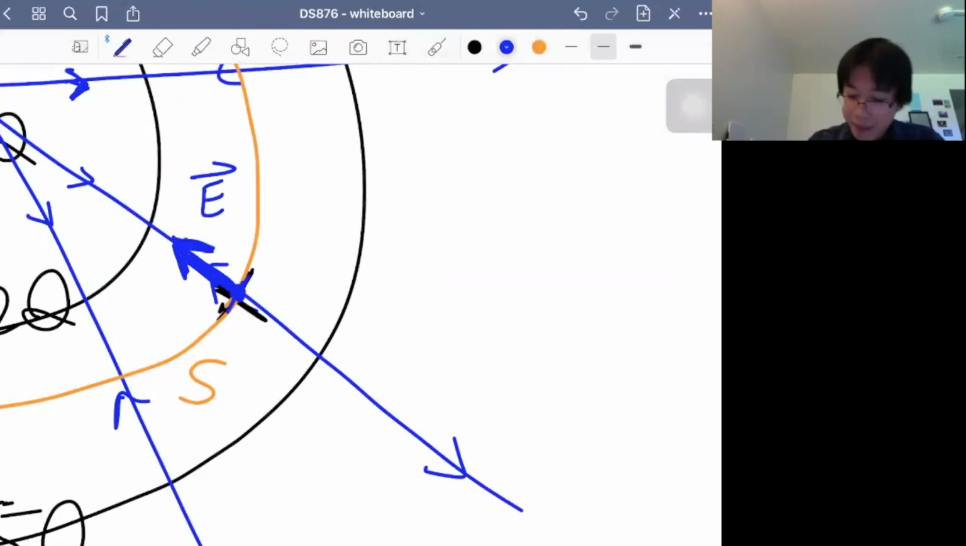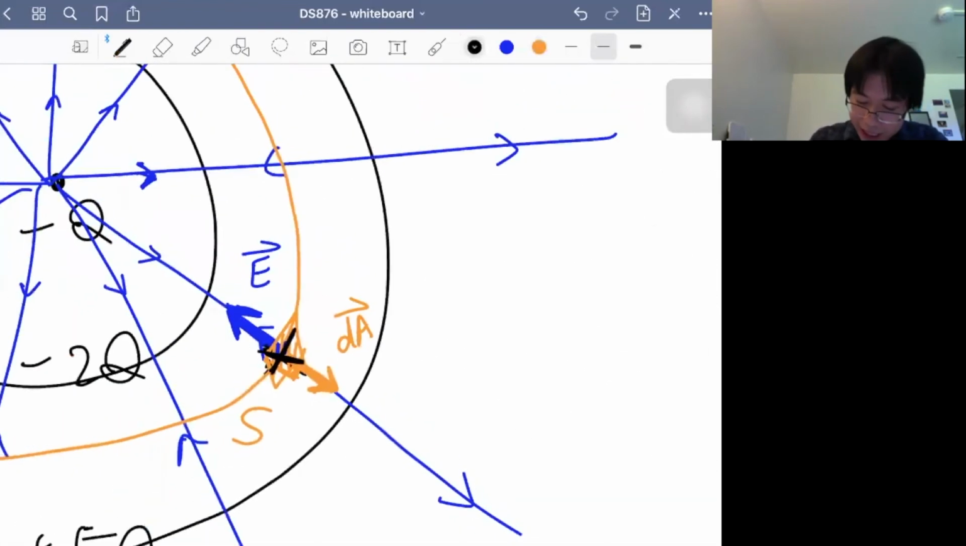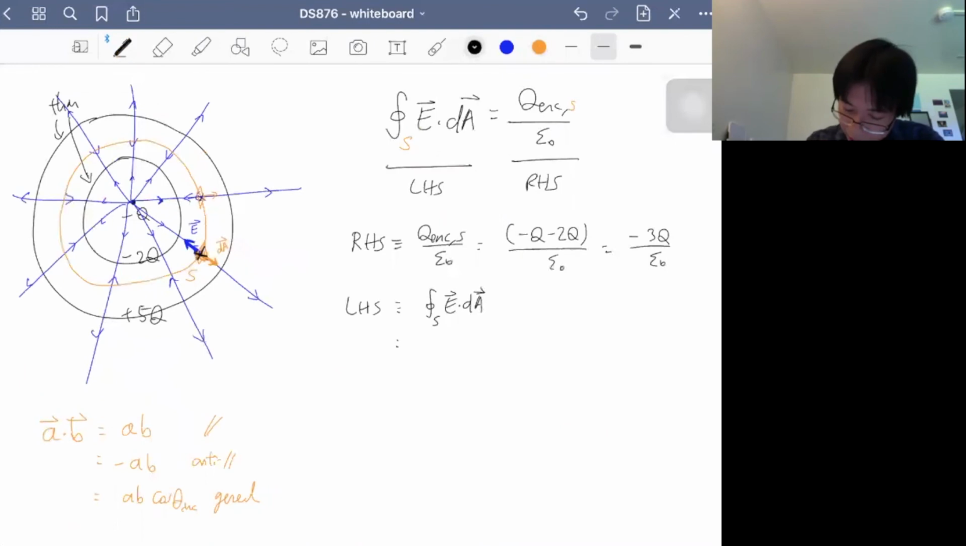How about dA? dA means a little piece of area, right? How do you decide area vectors? Area vectors are always decided as 90 degrees from this little area, pointing away from the center of that area. So the area vector is pointing this way, and the electric field at the point of interest on S, I don't have to pick this point, basically any point on S, is pointing that way. So they're always anti-parallel. So if they're anti-parallel, the answer is just minus E dA.